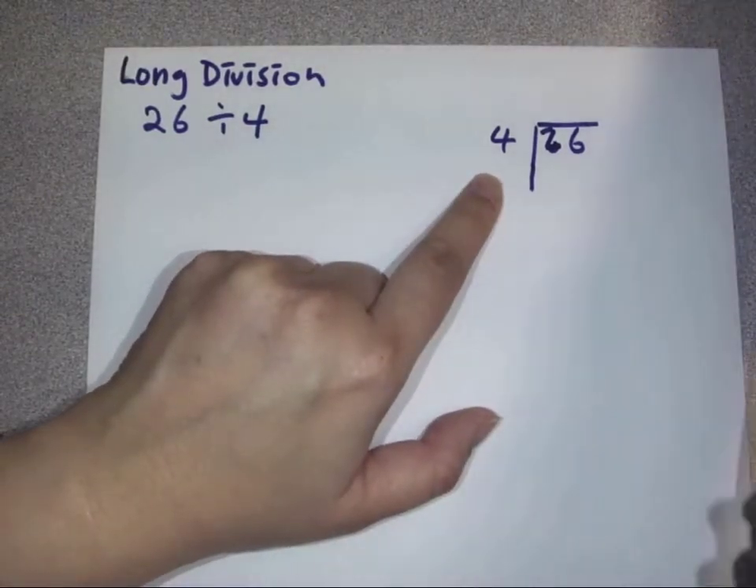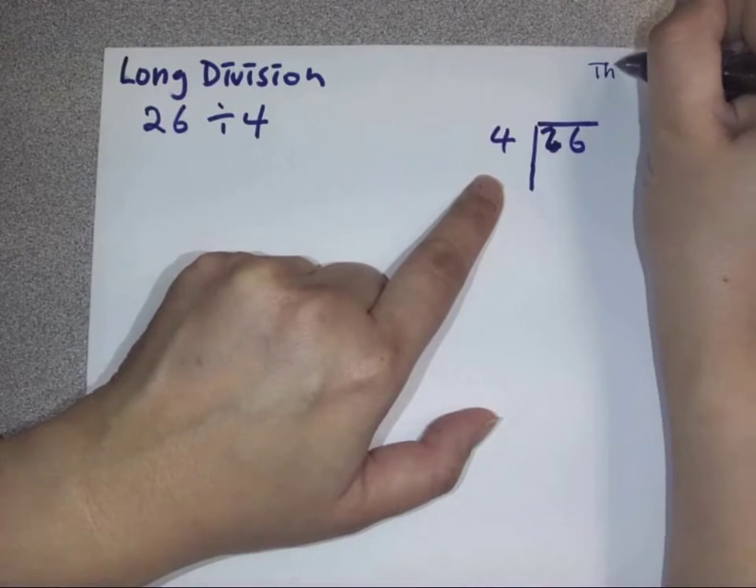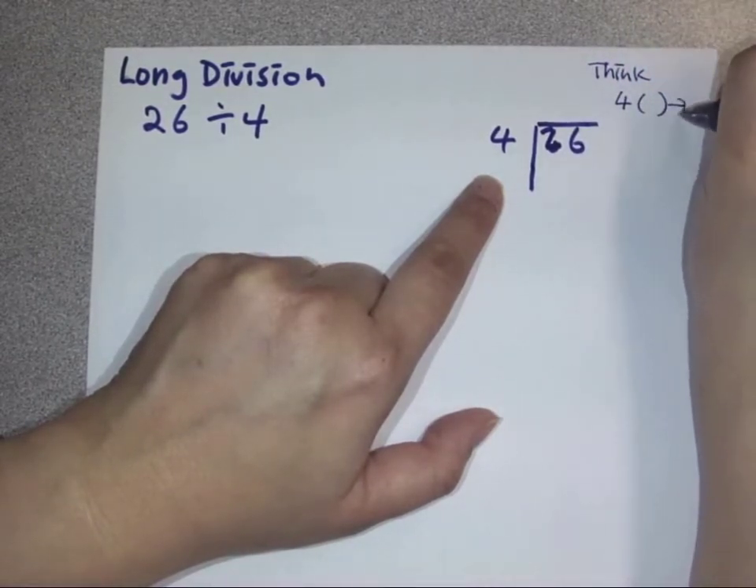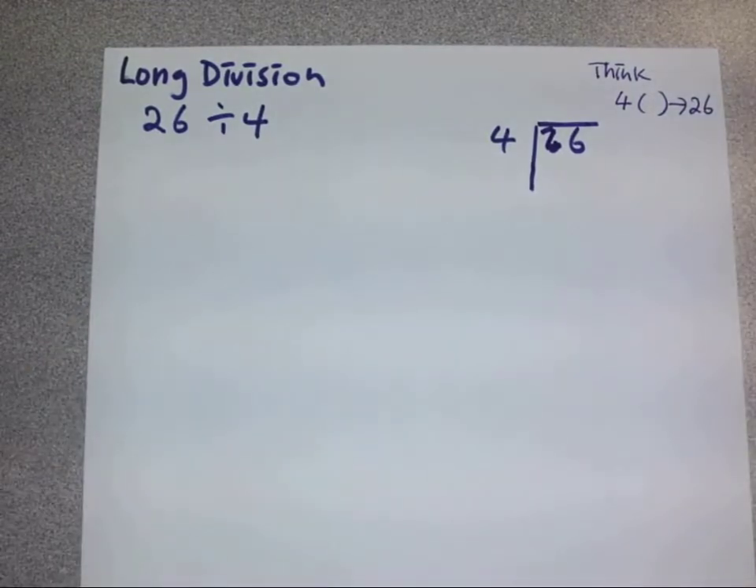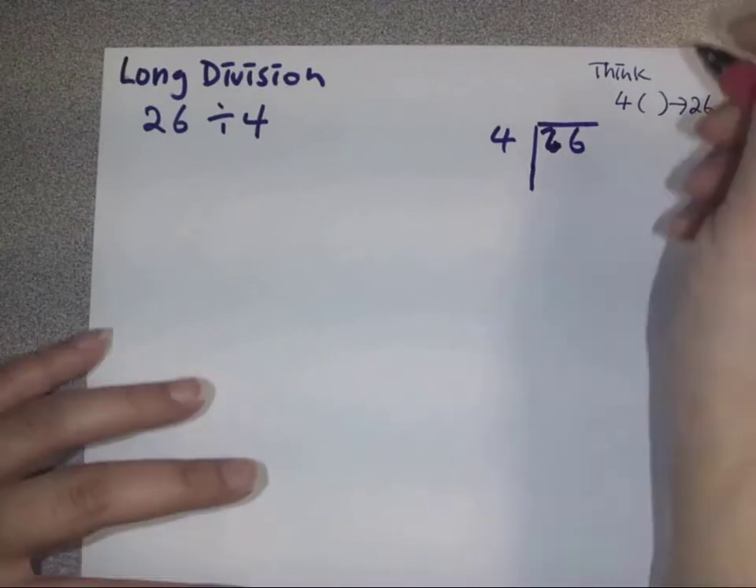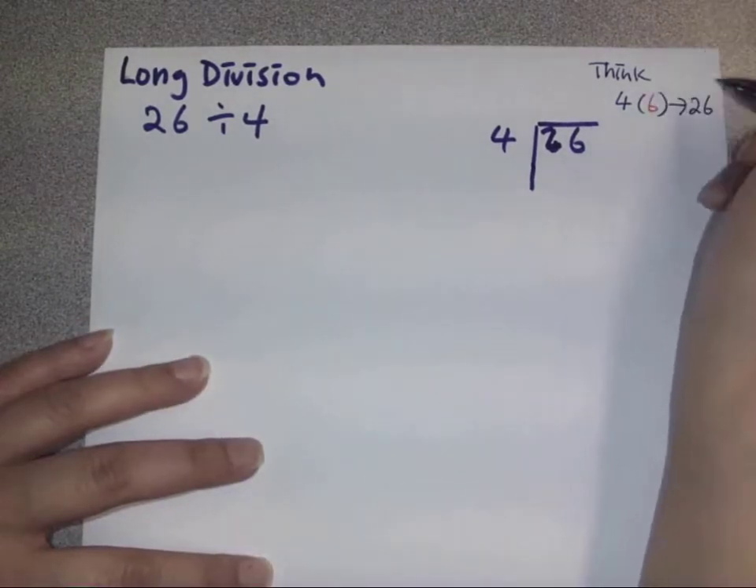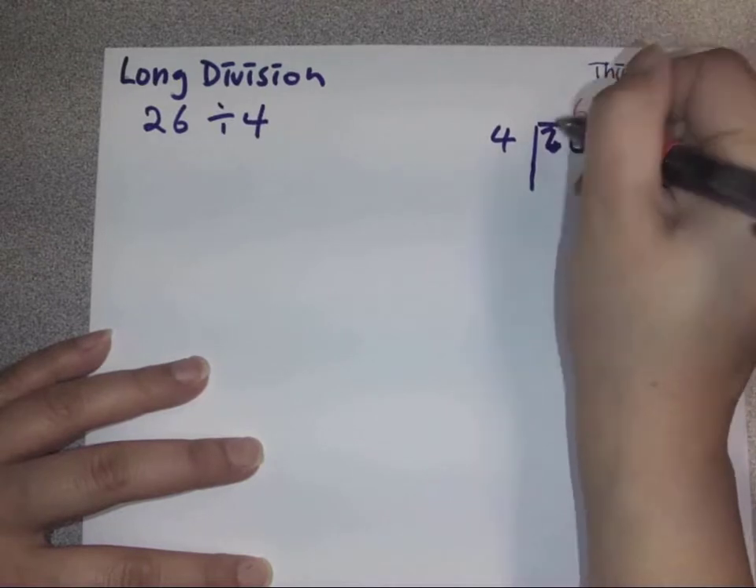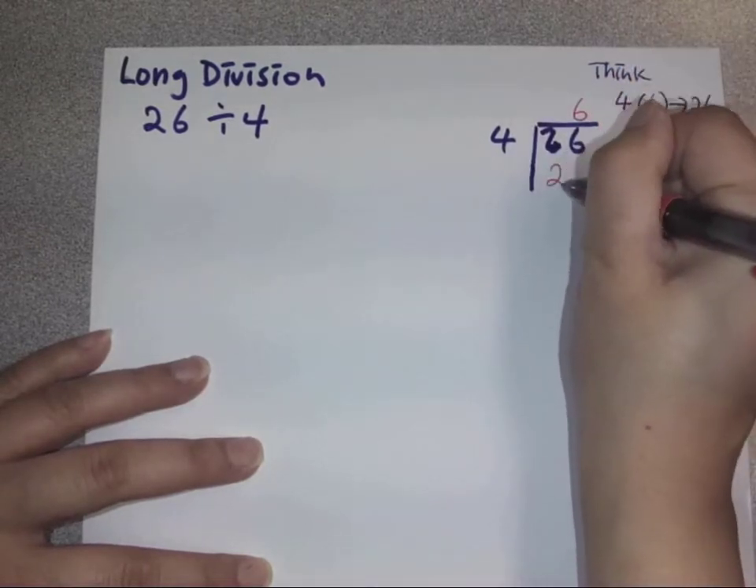Okay, so what happened here is that you're thinking, 4 needs to multiply something, and we'll get to 26. What would that be? 4 times 6 can get close to 26, right? So I'm going to put 6 here. 4 times 6 is 24.